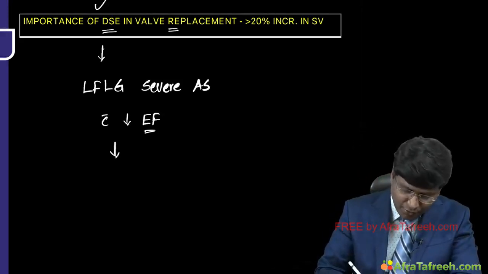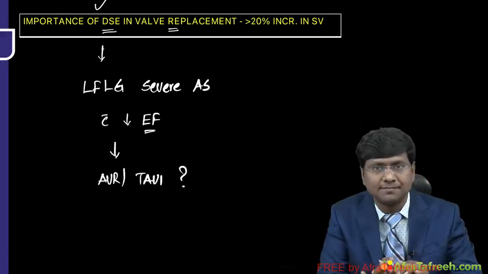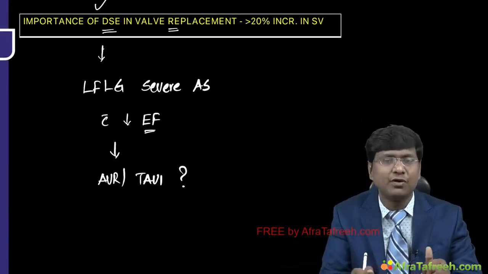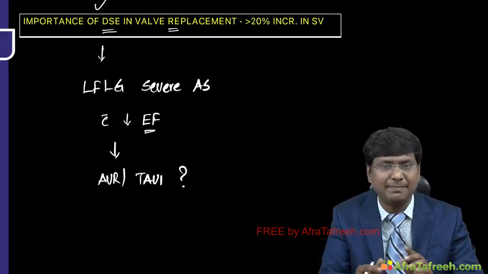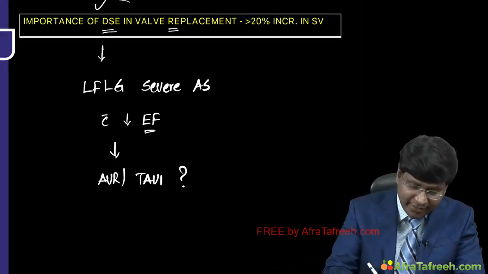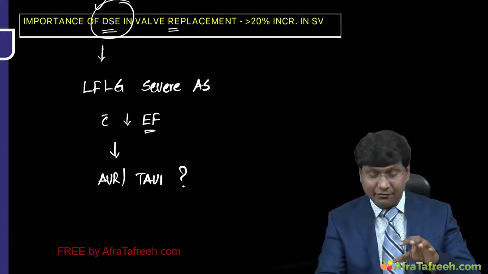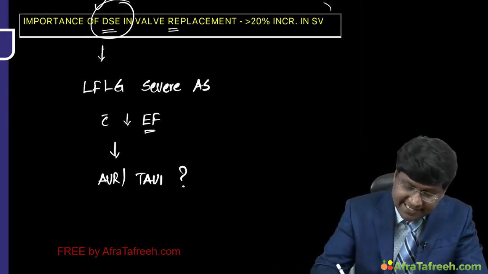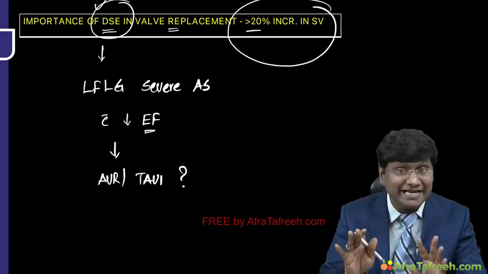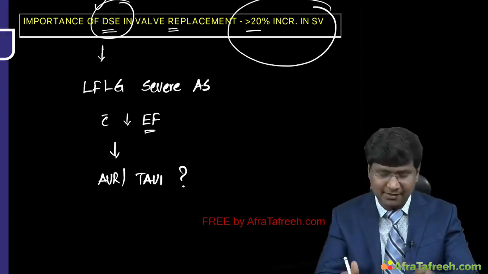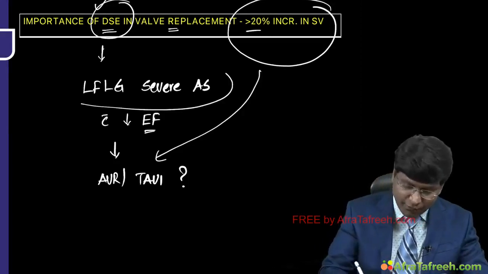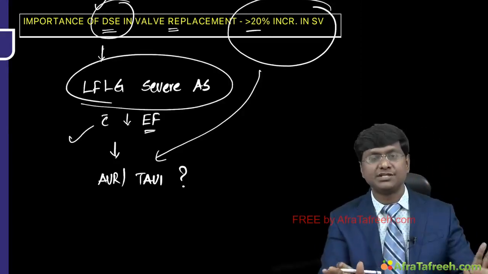Now, when you do aortic valve replacement or TAVI, is it useful or not? Because the survival of the individual is not great. So, is it actually useful to do the aortic valve repair or replacement or TAVI? How can you decide is by doing the dobutamine stress echo. Within the dobutamine stress echo, if there is increase in stroke volume more than 20%, then you go ahead with the aortic valve replacement in patients with low flow, low gradient severe aortic stenosis with reduced ejection fraction.